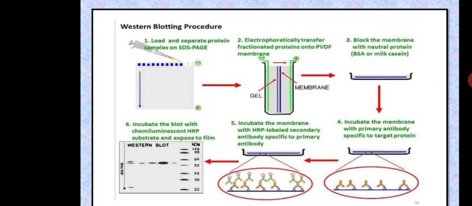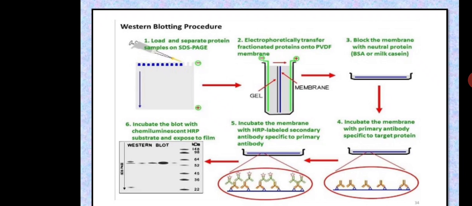Now what is this PVDF membrane? The full form of PVDF is polyvinylidene fluoride. It is the membrane which binds biomolecules, and it has a high binding capacity, and mostly it is used for protein. Okay, so that is your membrane.